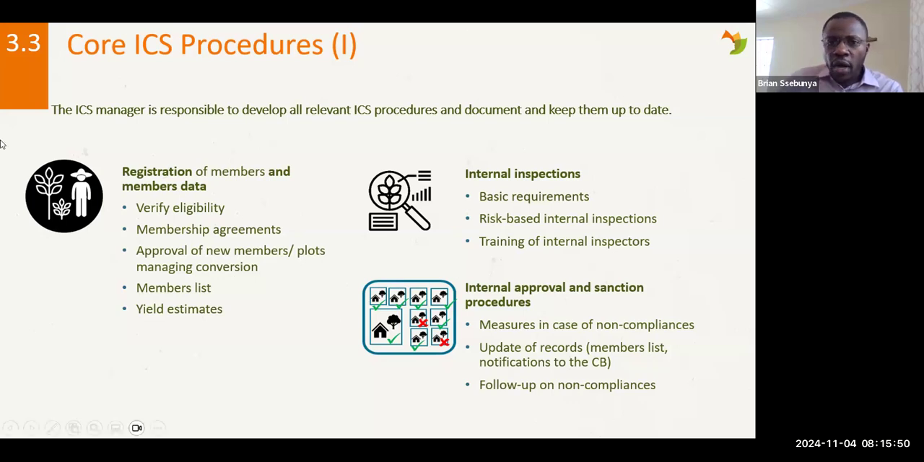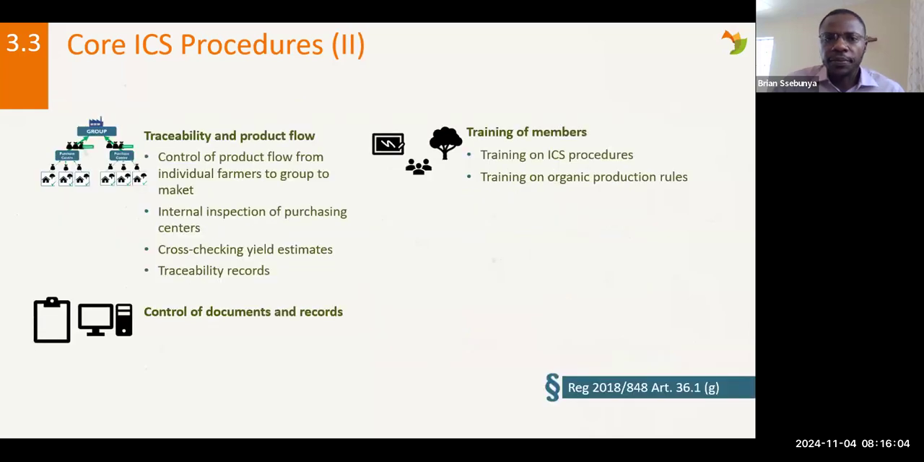Internal approval and sanction procedure is another core procedure that should be part of the ICS. Again, what are the non-compliances? How are they documented? What is the sanction for different types of non-compliances? All that has to be included.